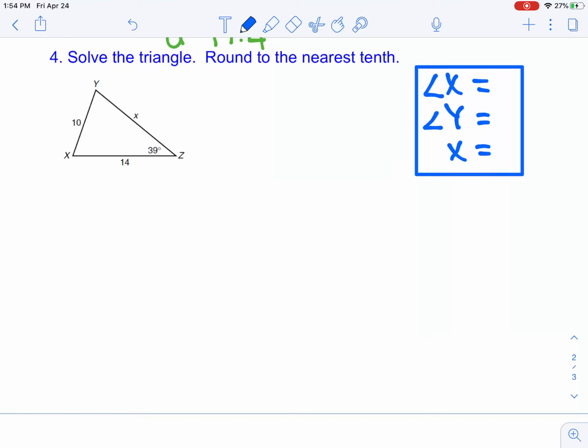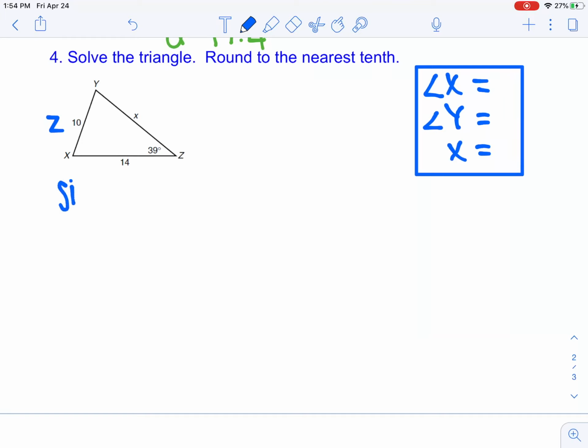In this case, we aren't given two angles, so we can't subtract from 180 like we did in the last example. But if you notice, we are given both our angle Z and our side Z. So we can use those to set up our law of sines proportion. So let's start with that.